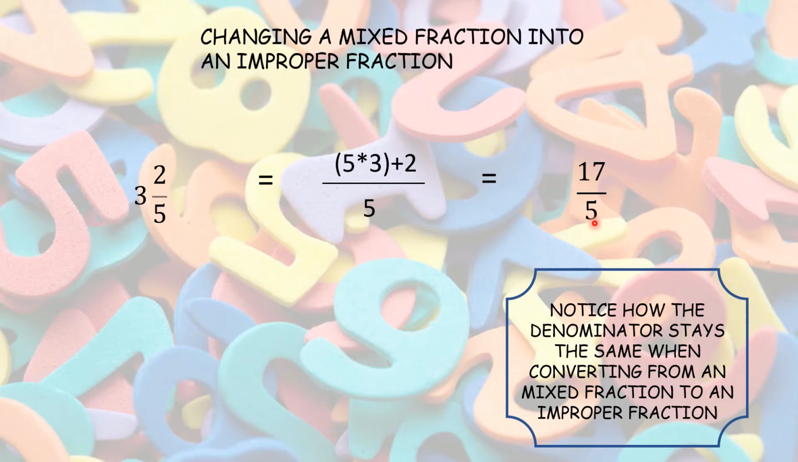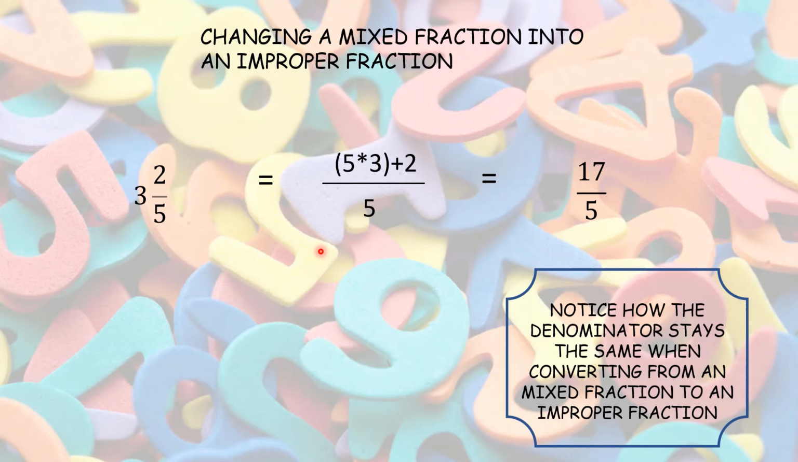When we need to convert a mixed fraction to an improper fraction, we simply multiply the whole number part by the fraction's denominator, then add it to the numerator, and write down the result on top of the denominator. For example, if you take 3 2 by 5, we multiply 5 into 3 and then add the numerator, that is 5 into 3 plus 2, and the denominator stays as it is. When we solve it, we get 17 by 5 as our answer.